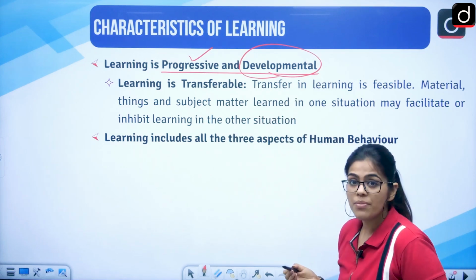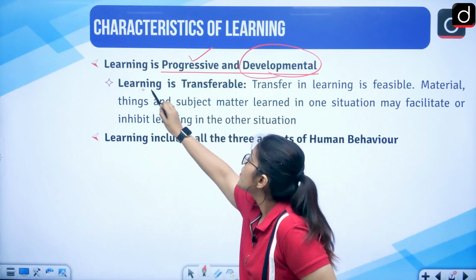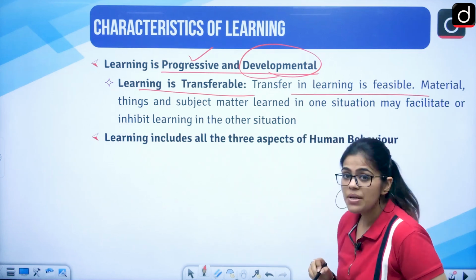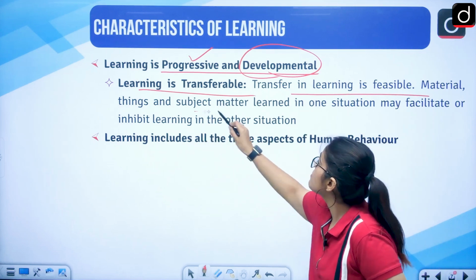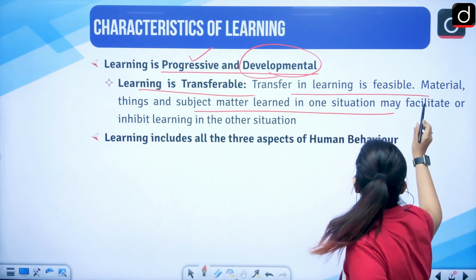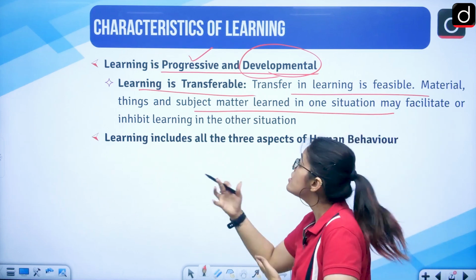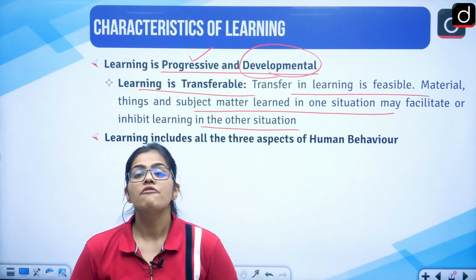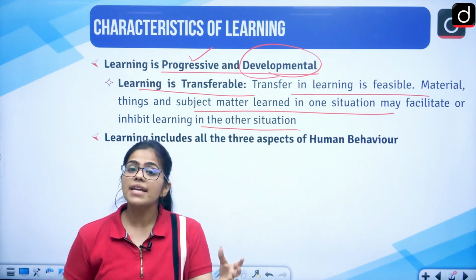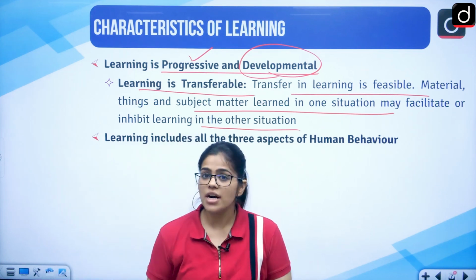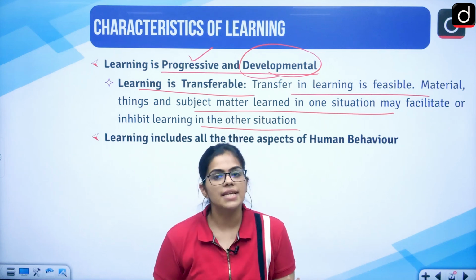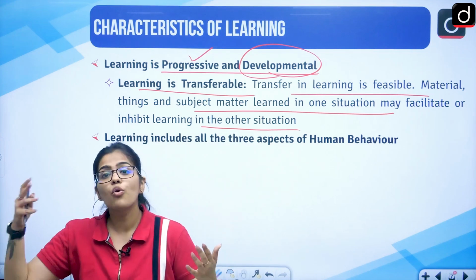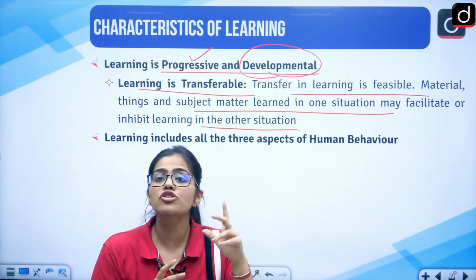Learning is transferable. How do you transfer the learning? Transfer in learning is very feasible. All the material, the things and the subject matter learned in one situation may facilitate or inhibit learning in the other situation. So learning is transferable. The first day you learn something in the class, the second day you will link the concepts done on the first day to the concepts you are learning on the second day. Hence these linkages are very important. This is how you learn. You link the old knowledge and the new knowledge to create the full knowledge of the particular thing that you are learning.